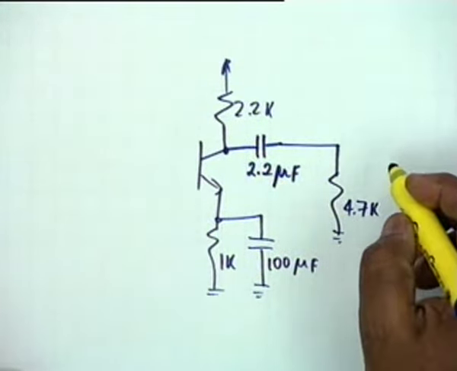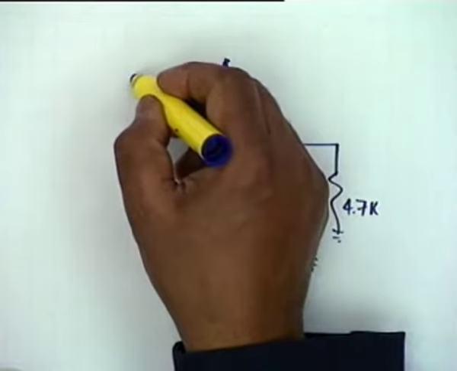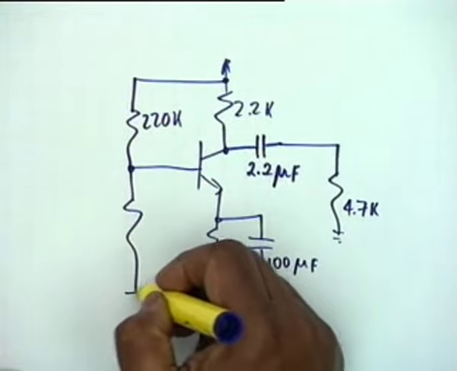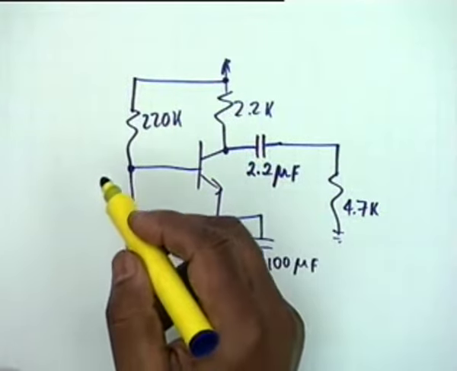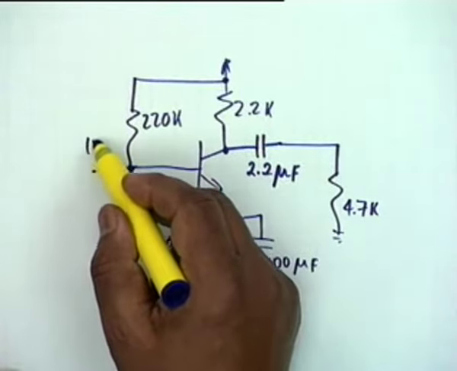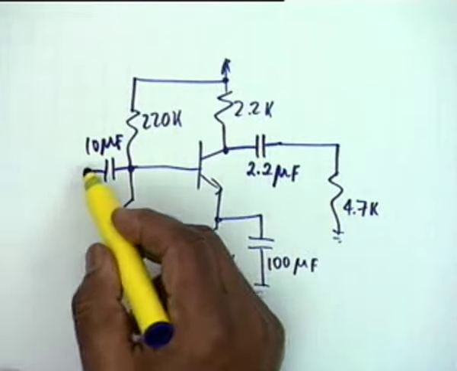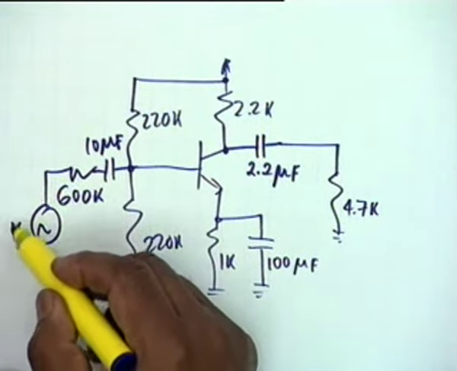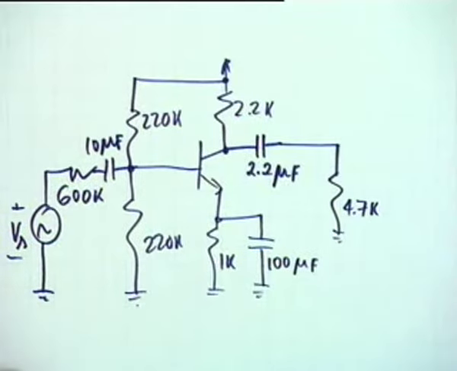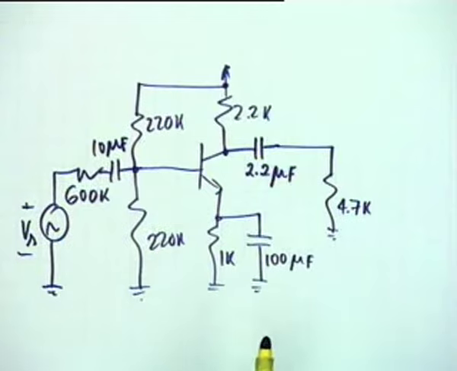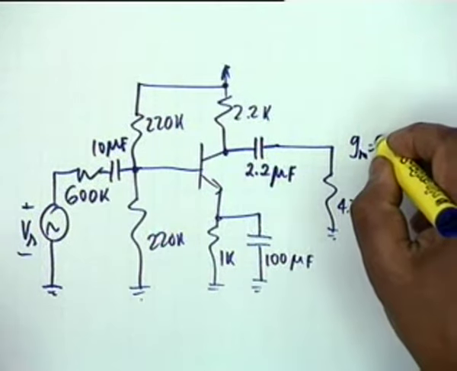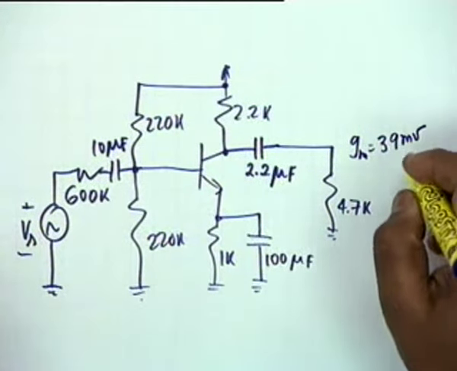4.7K, and you have two resistors, 220K, 220K, then you have a 10 microfarad condenser here, a 600 ohm resistance, we had considered this, and a Vs. Okay, this is the circuit with the numerical values. The gm is given as 39 millimho as usual.